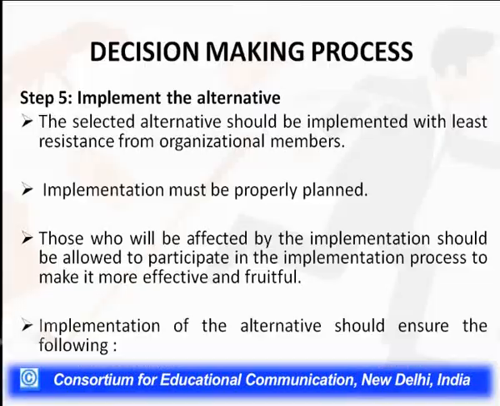Now coming on to step 5, that is you have to implement the alternative. The selected alternative should be implemented with the least resistance from organizational members. Implementation must be properly planned, and those who will be affected by the implementation should be allowed to participate in the implementation process to make it more effective and fruitful. Implementation of the alternative should ensure the following things.